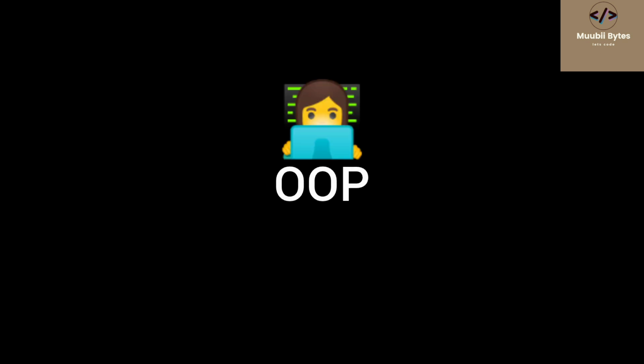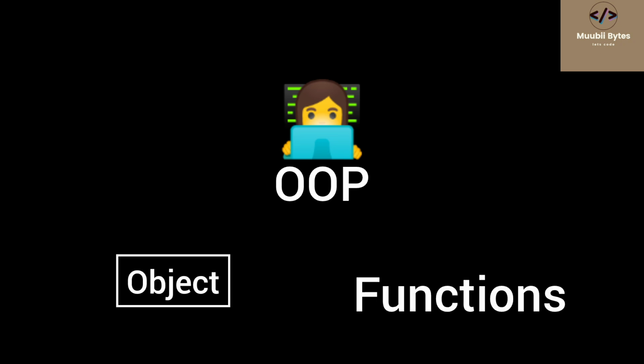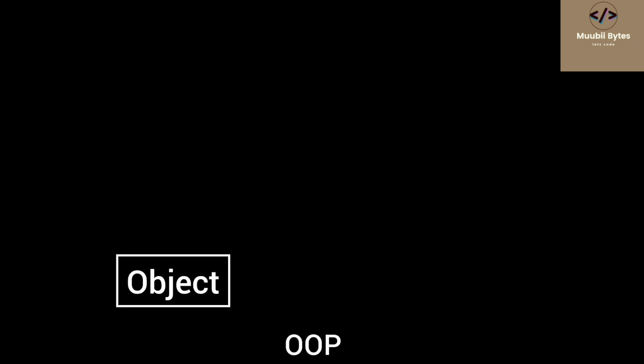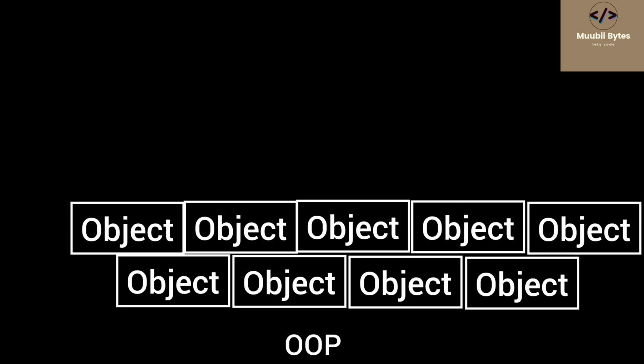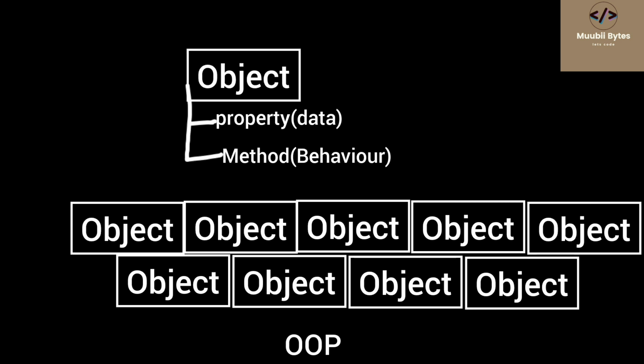Let's dive in. OOP is a programming style that organizes software design around objects instead of just functions and logic. Think of it like building blocks. Each block is an object, has its own properties and behavior, and they can interact with each other. This makes your code more modular, reusable, and easier to maintain.